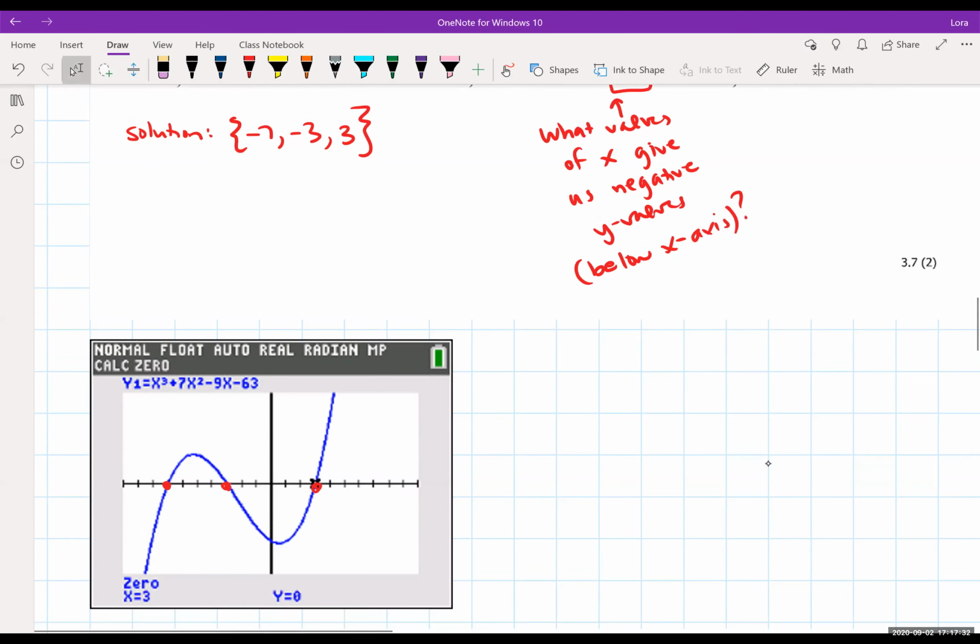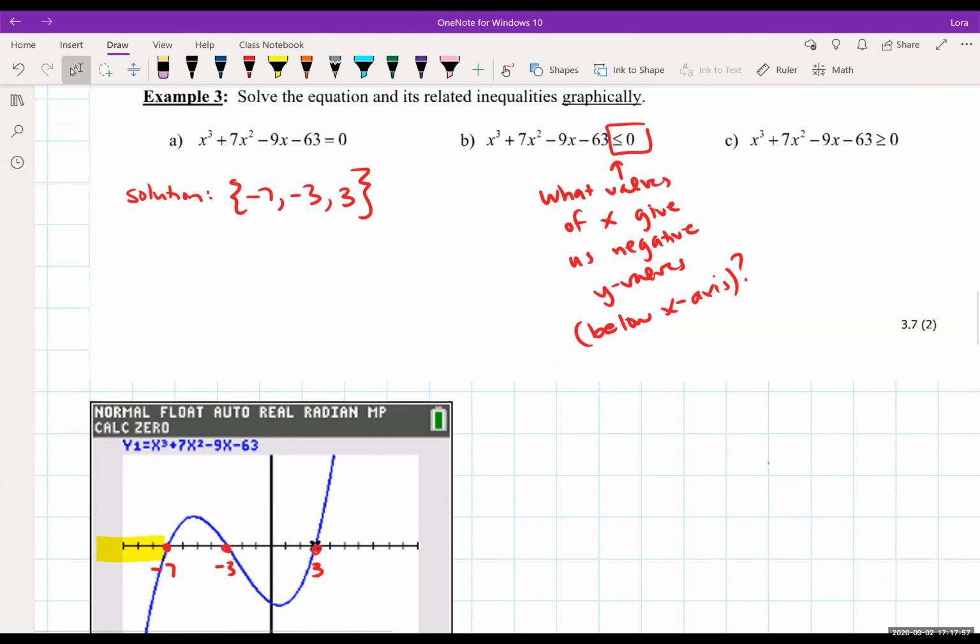Now, if you look at each of the regions, you can see right away, everyone to the left, and maybe I'll label this on the graph, very useful. I should have done that earlier. Just making sure I have my boundary points or my solutions. Everyone to the left of -7, all those x values give you negative y values. So that's part of the solution. For part B, we would be describing -∞ to -7.